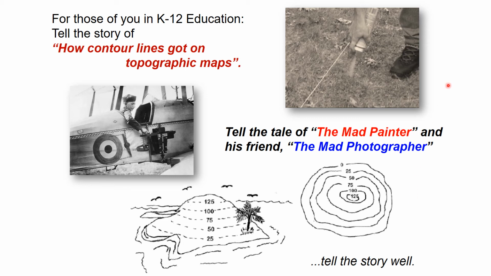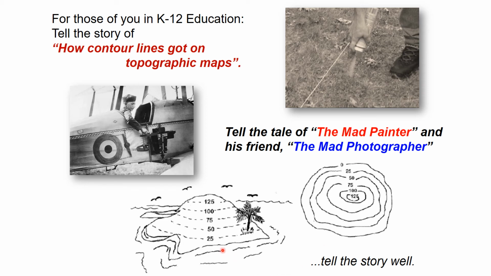And then someday maybe you can tell the story of the mad painter and the mad photographer and how contour lines got on topographic maps. All right, there's this guy, he's the mad painter, and he's obsessive compulsive.